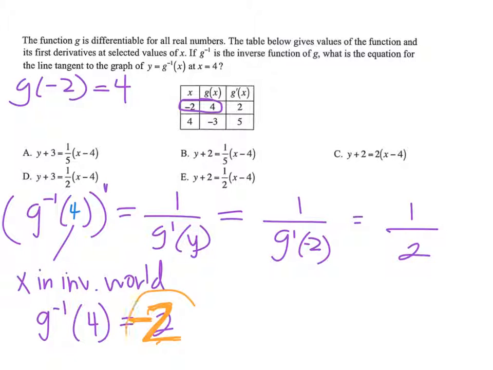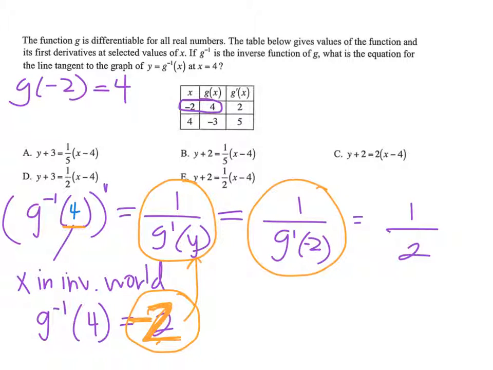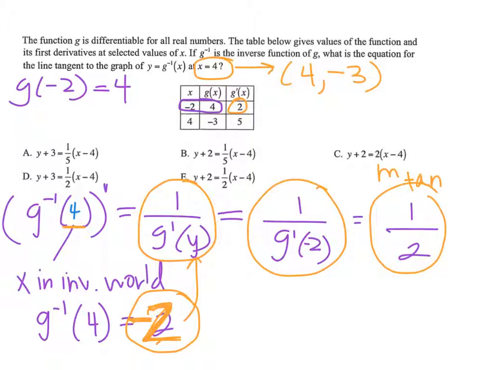And why do we care about that? Because that is what we're evaluating in the denominator when we take the derivative of the inverse. The derivative of the inverse is 1 over g prime of y, not 1 over g prime of x, 1 over g prime of y. So I needed to find who 4's partner was. So it's 1 over g prime of negative 2, and g prime of negative 2 is 2. And that's the slope of the tangent line. And we're looking for it at x equals 4, so our point is 4 comma negative 3. We found that right here. Point, slope, and now we can write the equation of the line.